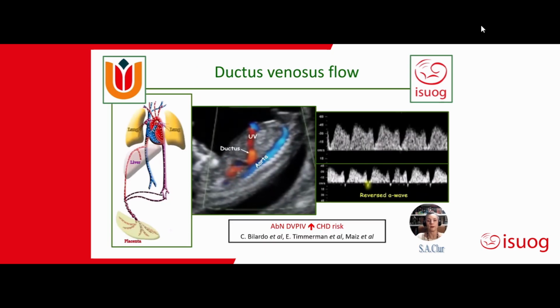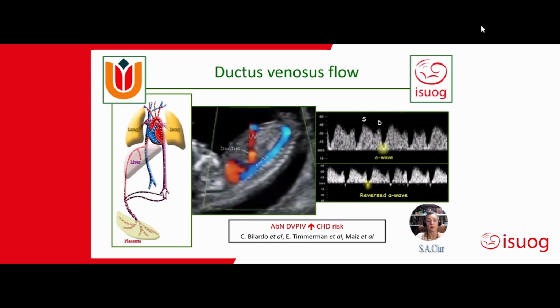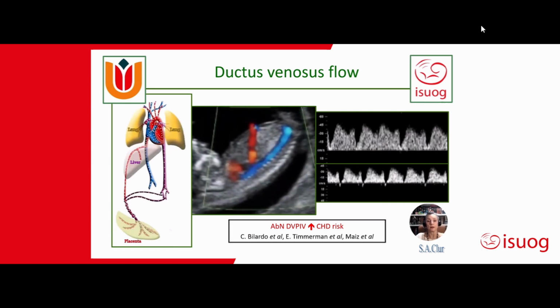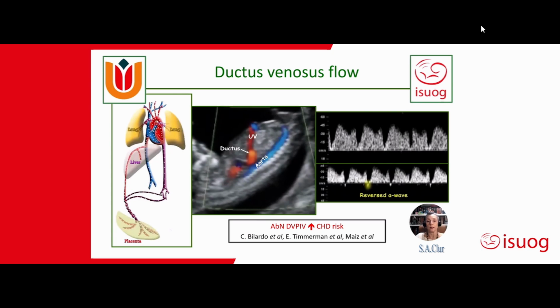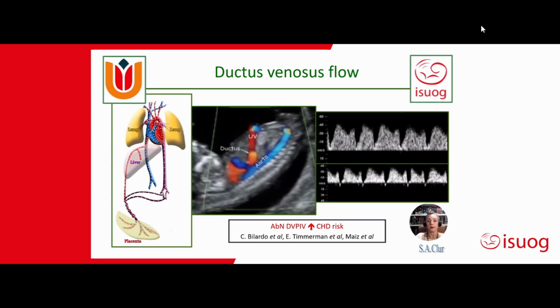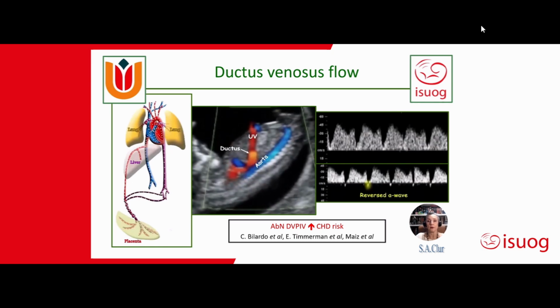One should always look at the flow on Doppler in the ductus venosus, especially in the early pregnancy, because an abnormal ductus venosus flow can be associated with an increased risk of congenital heart disease. On the right top, we see a normal ductus venosus flow with a positive A wave, and below it we see an abnormal one with a reverse A wave.